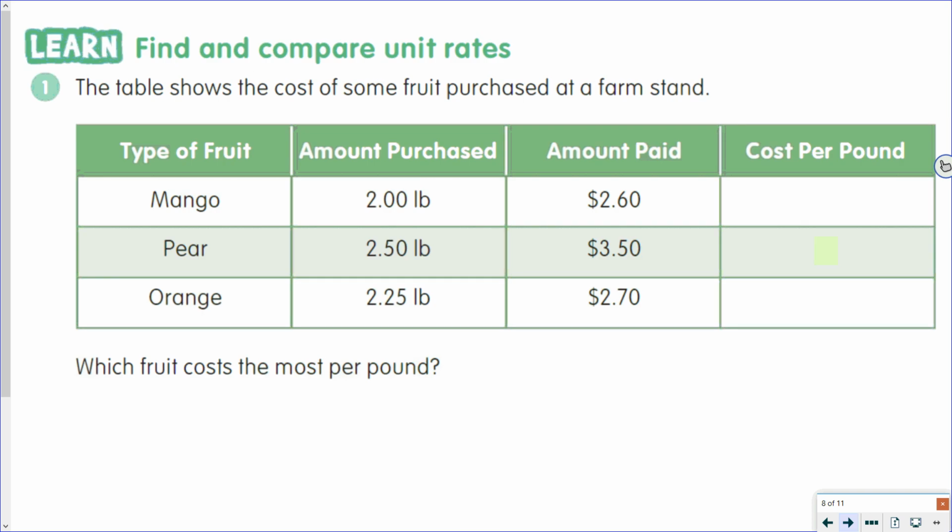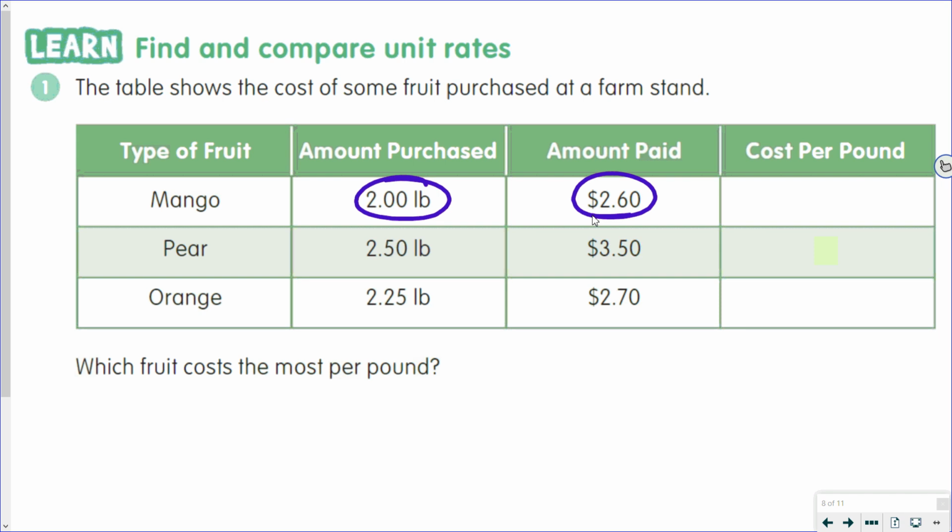This table shows the cost of some fruit purchased at a farm stand. So we want to figure out which fruit costs the most per pound. To figure out which fruit costs the most per pound, we need to get its cost per pound. Now, something you have to be very careful of with this table is it's asking for the cost per pound. Well, the cost is actually here, and the per pound is right there. So we do have to make sure that we are using the numbers in the right order.